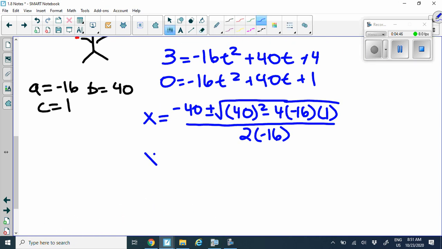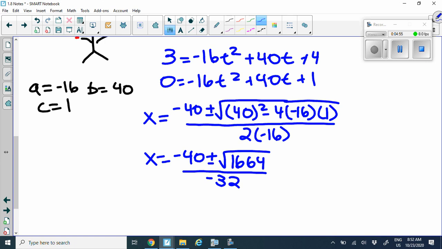So we have x equals negative 40 plus minus square root of 1664 all over negative 32. Now, usually we try to then just take the square root. Now, because this is a real world problem, would it really make sense to try to simplify our square root? No. So in this case, it's okay to get a decimal answer. So this is how we're going to do it so we can get our decimal answer.